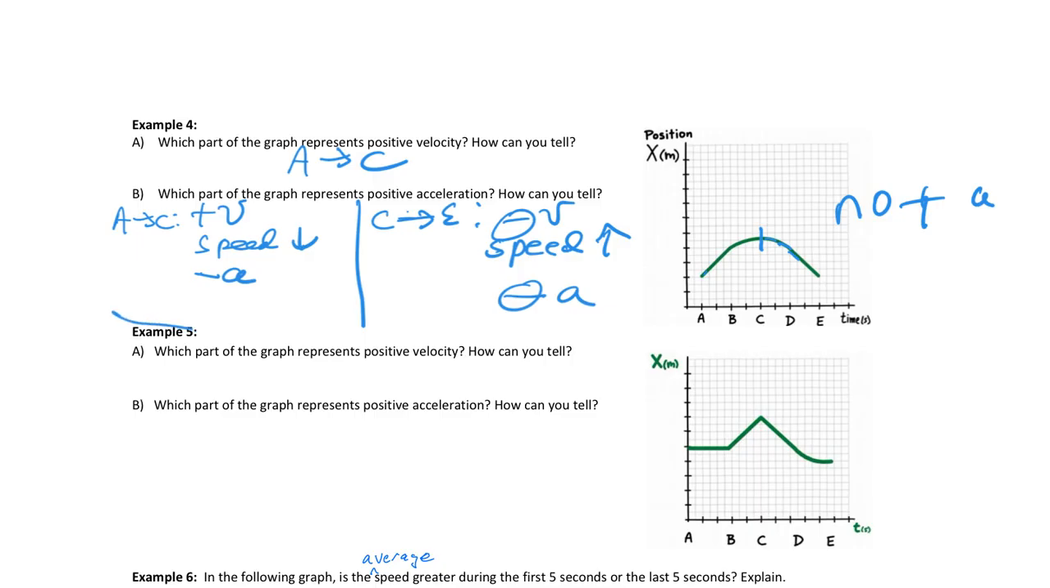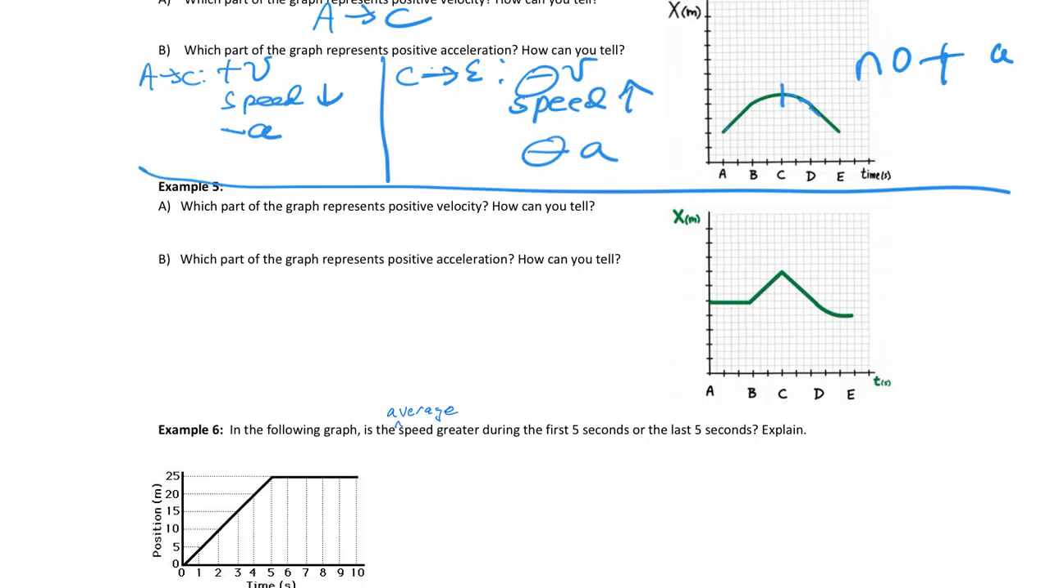Okay, let's look at example 5. Which part of the graph represents positive velocity? Positive velocity is whenever you have uphill slope on the d versus t graph. So that only would be there, between B and C.